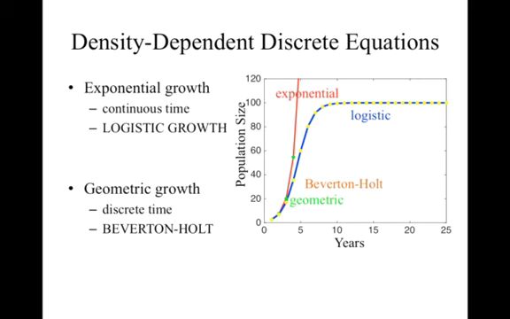And again, notice that Beverton-Holt and geometric growth are very similar in the first couple of years when the population is really small, and then they start to deviate from each other. Beverton-Holt, the yellow points, start to deviate from geometric growth, the green points, once the population gets pretty big and resources become limiting. Same way that logistic growth starts to deviate from exponential growth once the population gets big. So again, logistic growth is to exponential growth what Beverton-Holt is to geometric growth.